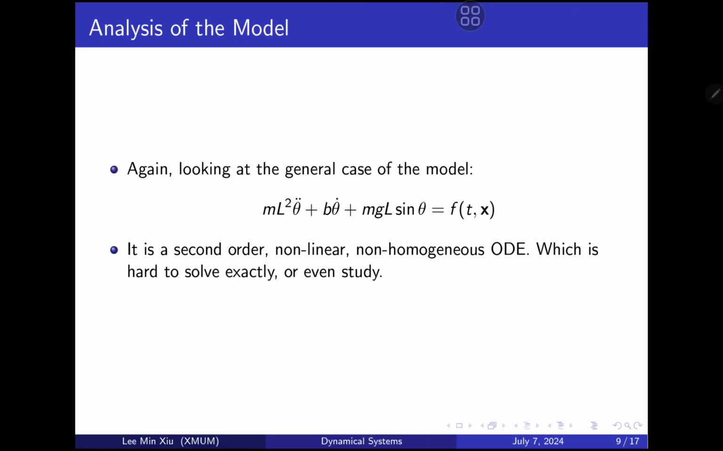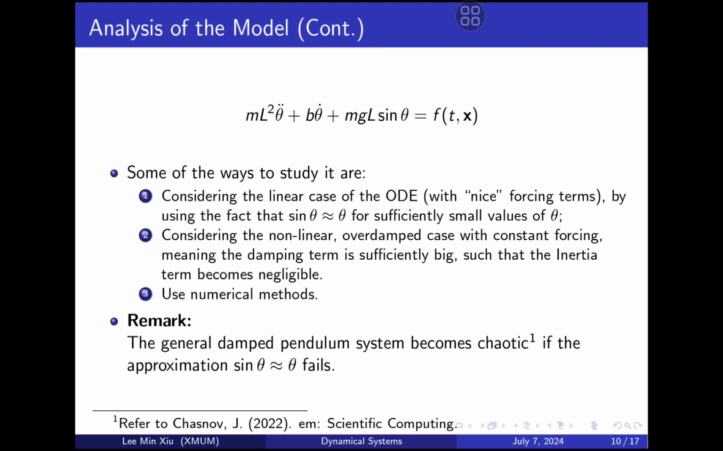Now let's look at this model real quick, right? It is second order. It is nonlinear because of this sine term, and maybe this x, well, technically we could have theta inside x, who knows. And then it's non-homogeneous unless we have F equal to 0, but even if F is equal to 0, we still have this nonlinear term, which is bad. So it's hard to solve or even study, yeah. But we can find ways to work around it.